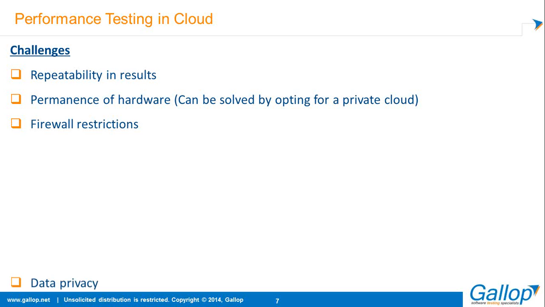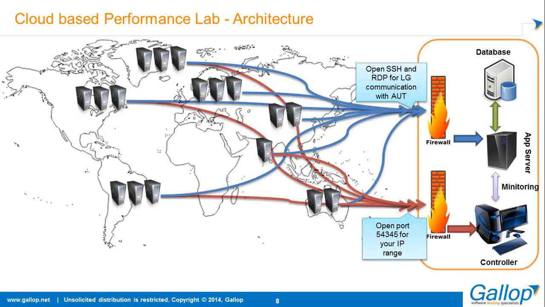And there are several settings that you need to open up at the firewall. You will need to open up the SSH and RDP for load generator communication with the application under test through your firewall, as well as you'll need to open up port number 54345. This is for LoadRunner in particular, and you need to open this particular port only for your IP range. This is very critical because if you do not open this for your IP range, and if you just allow any IP into your firewall, you're compromising your settings.